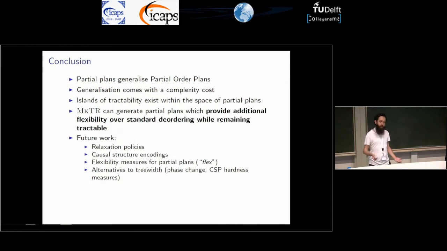So in conclusion, partial plans generalize classical plans or partial order plans, but this comes at a bit of a cost of complexity. But we can still find islands of tractability, and we've got an algorithm there which allows a partial plan to provide flexibility while still remaining tractable. There are a number of areas of future work, including better relaxation policies, that's the choice of which precondition to relax at any point in time, as well as how to encode the causal structure as a constraint formula and various other things.